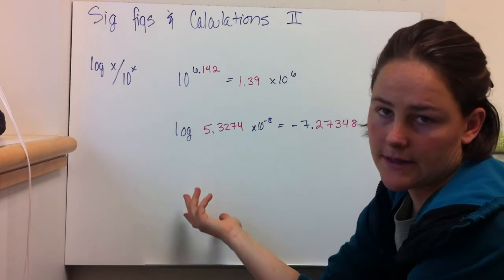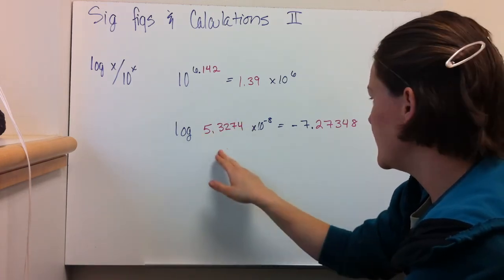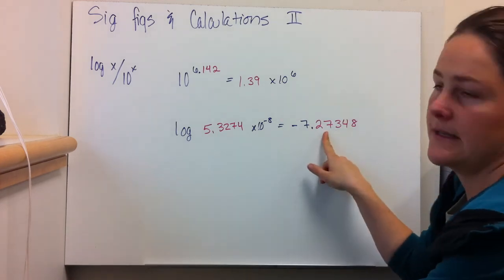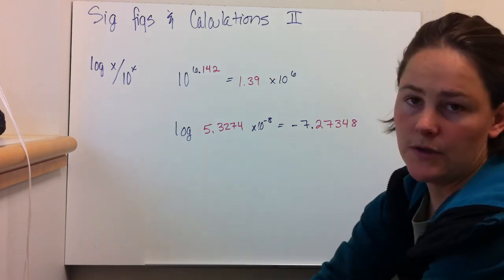Same idea when you're doing a log. So you have 5 significant figures, so you're going to have 5 digits after the decimal place that are significant when you actually do that log function.